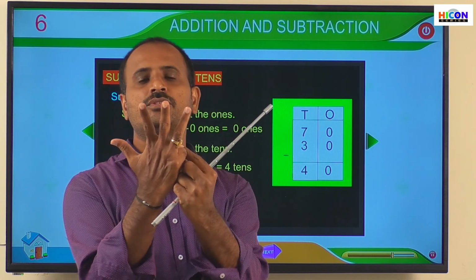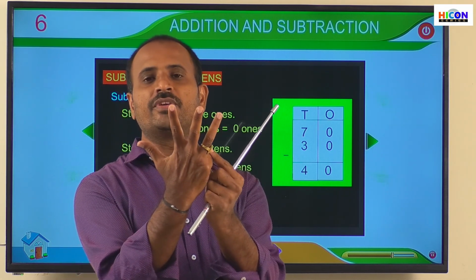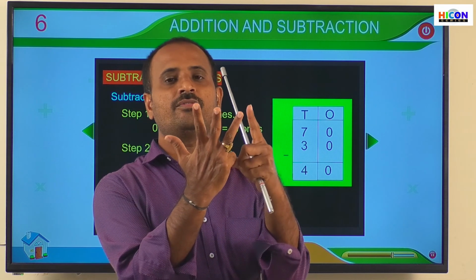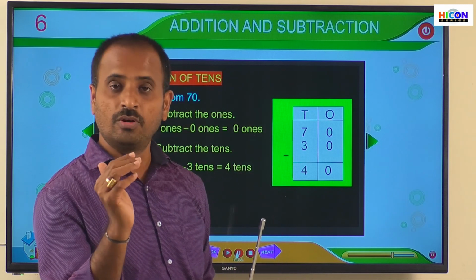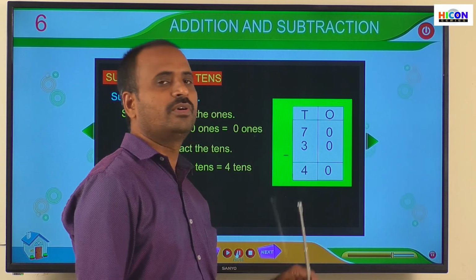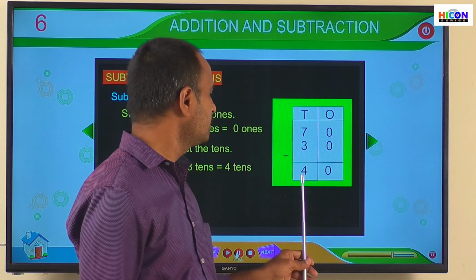Children, I have closed 3 fingers. How many fingers are remaining? Remaining there are 1, 2, 3 and 4. So there are 4 fingers remaining. Write 4 under the tens place. So the answer is 40.